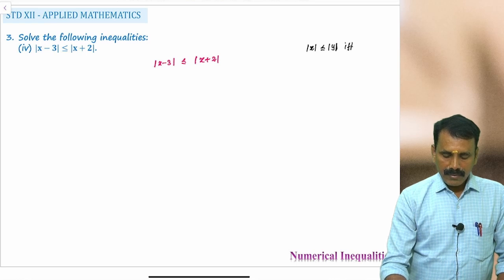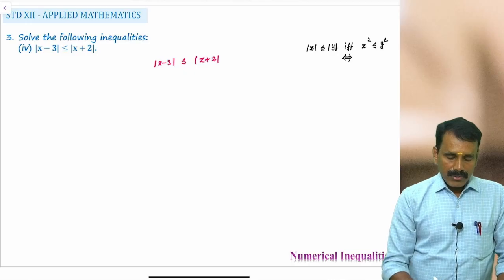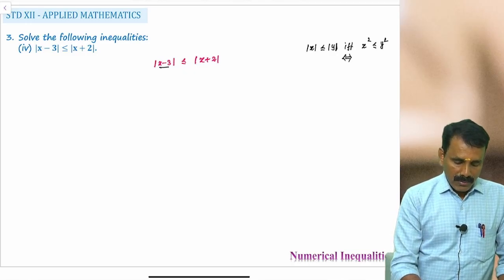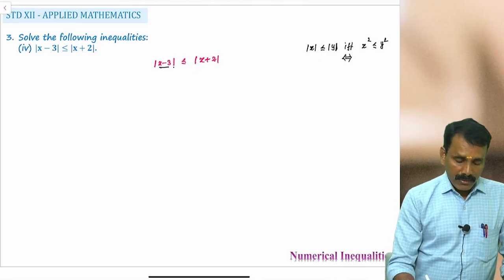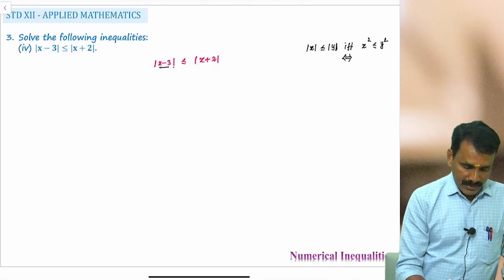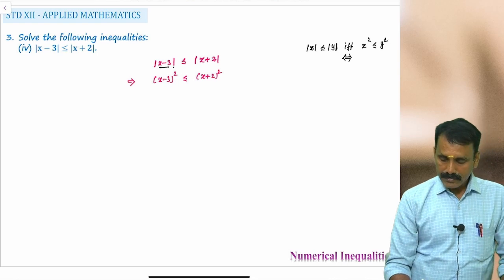if and only if x square is less than or equal to y square, and if and only if can be rewritten as implies and implied by. So make use of this. Here modulus of x minus 3 is less than or equal to modulus of x plus 2. This is possible only when x minus 3 the whole square is less than or equal to x plus 2 the whole square.